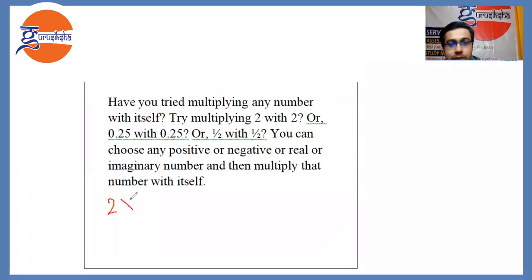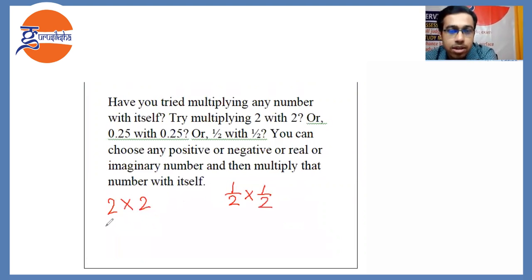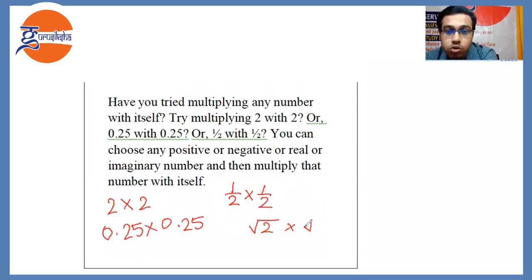Like 2 multiplied by 2, or for that matter half with half. Or if we choose a decimal number, then 0.25 multiplied by 0.25. Any other number, maybe the square root of 2 into root 2. So try this, and you can choose any positive and negative number. A negative number, let's take -1 into -1. Any number, right? So whenever we do that, we get a result.